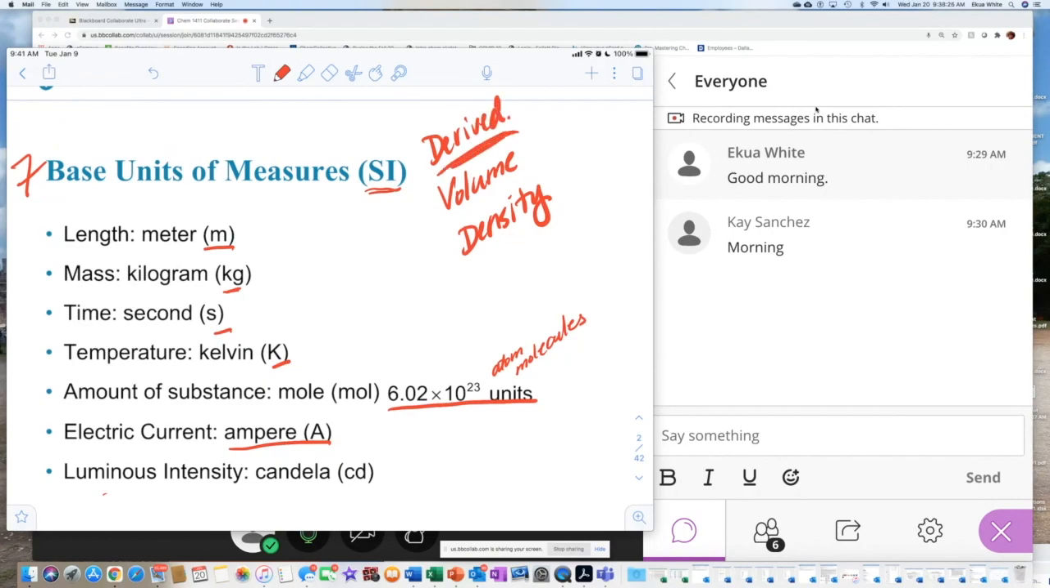Why are they called derived? You use the base units, combinations of the base units to get the derived units. For example, to get volume, you essentially take length, multiply it by width and height. So volume is actually length cubed. Okay, so different combinations of the base units give you the derived units. Density. To get density, you take mass divided by volume. Okay, so you have to solve for a volume first, and then from volume you get density.